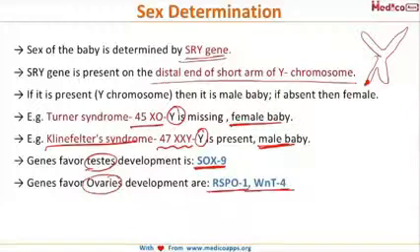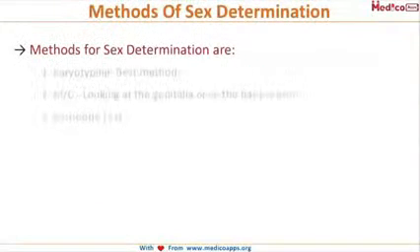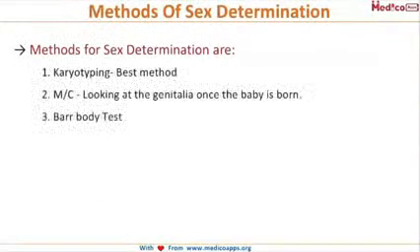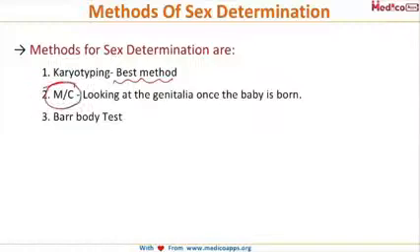Now, what are the methods of sex determination? The sex determination can be done by karyotyping. This is the best method. Second is looking at the genitalia once the baby is born, and this is the most common method. Third is the Barr body test, and this is an obsolete method.